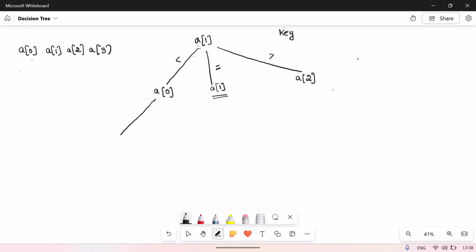For this, again, there are 3 possibilities. The key that you are searching might be lesser than A of 0, it might be equal to A of 0, or it might be greater than A of 0. If it is equal to A of 0, that itself is the key that you're finding. If it is greater than A of 0, for the right side, it is greater than A of 0 but less than A of 1. So it will be somewhere in between these two. What about this side?